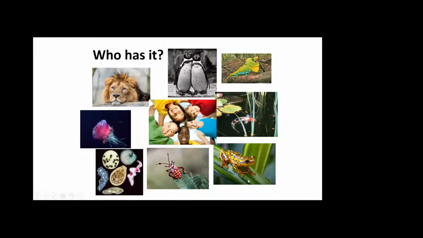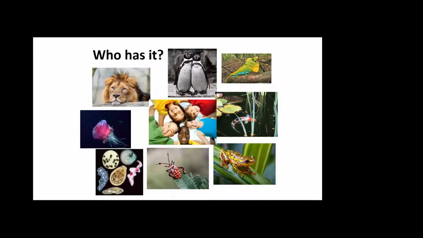And what about the plants? Yes, plants too. So, and what about this picture here? This is a microscope picture of very tiny things, microbes. Do you think microbes have DNA? Yes. Very good. And what about the rock that the penguins are standing on? No. I think it has no DNA.